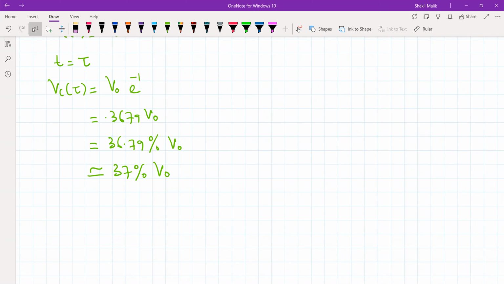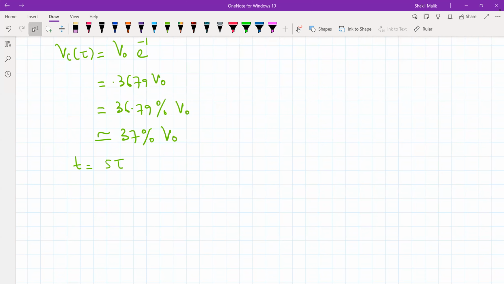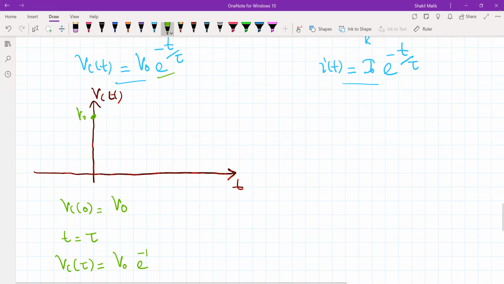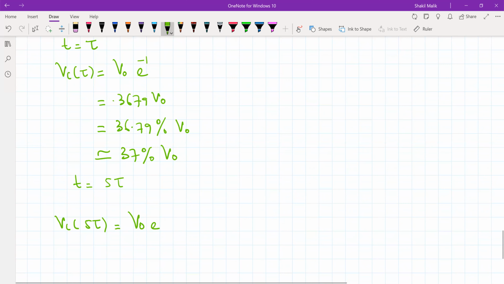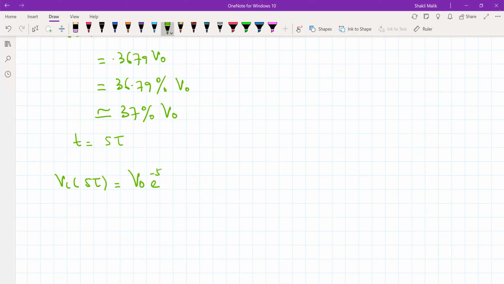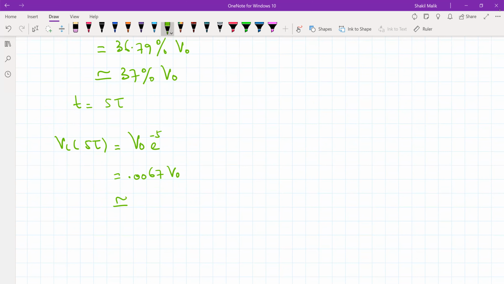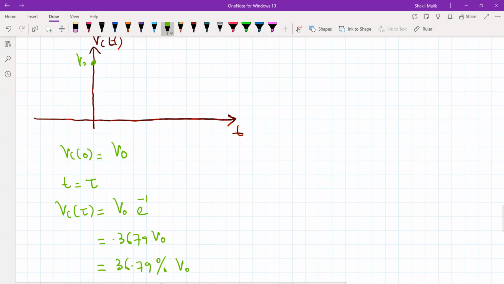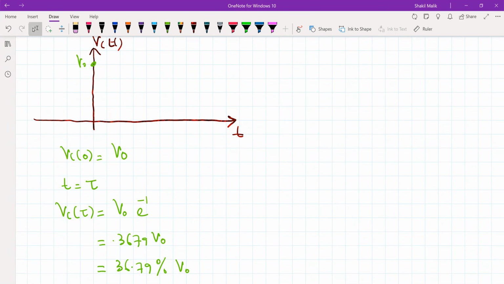Similarly, as time increases, let's take one specific example. What's the value of the capacitor voltage in 5 time constants? If you substitute t is equal to 5 tau in this expression, it will be e to the power of minus 5. And if you substitute, this will be almost 0.0067 V naught, and this is almost equal to 0. So in other words, means 0% of V naught. V naught is the initial value. So in 5 time constants, the capacitor voltage almost drops to 0.